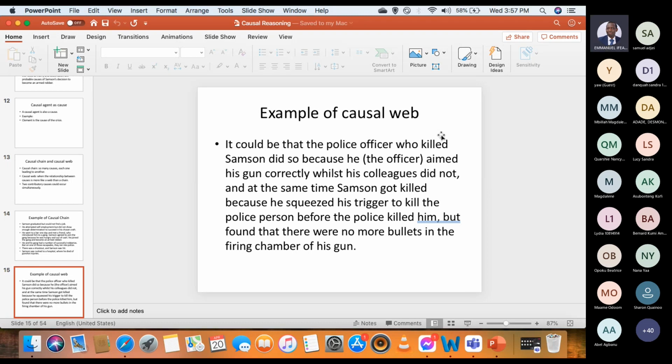The policeman was trying to shoot Samson. At the same time, Samson was trying to shoot the policeman. The difference between the two is that the policeman had bullets, but Samson did not. So that's a causal web.